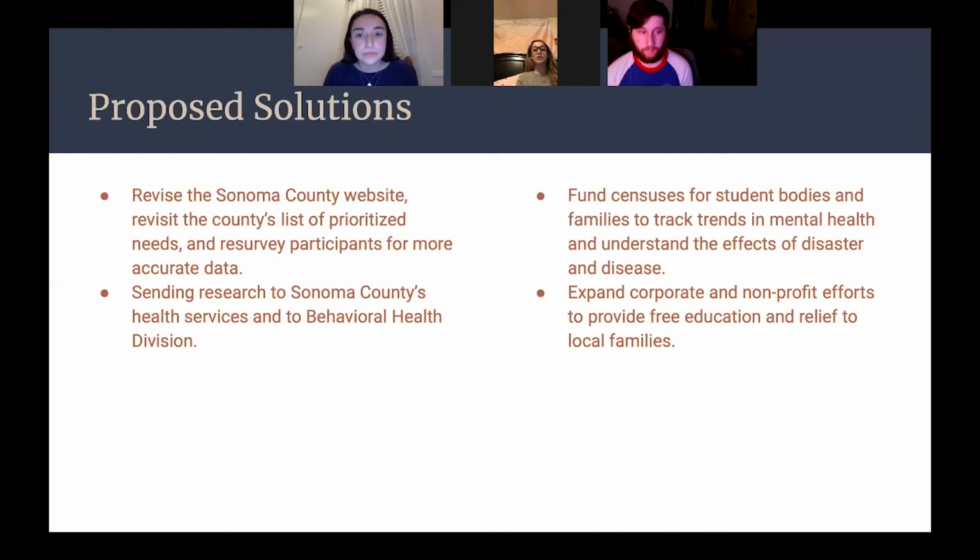We'll be sending our research to Sonoma County's health services and behavioral health divisions so that more adults can be more aware and knowledgeable about mental health in regards to children. And then we also wanted to fund and provide censuses for student bodies in Sonoma County, as well as California families, to track mental health and disaster relief needs, as well as expand corporate and nonprofit efforts to increase education and relief for families suffering from need for mental health resources.